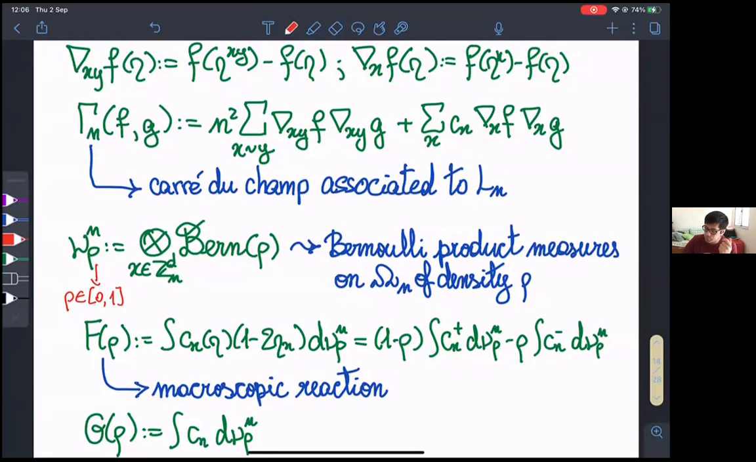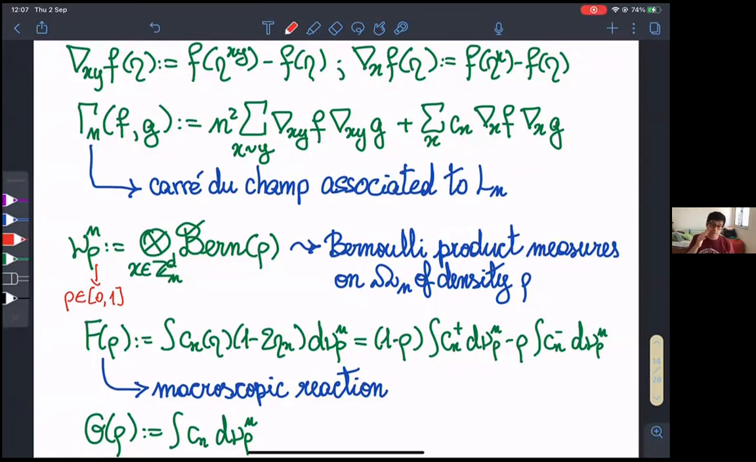And now we want to use this relative entropy method. So in hydrodynamic limits, there are some measures which are important, and these are the Bernoulli product measures of density rho. If you forget about the reaction part of the dynamics, if you only look at the exclusion part of the dynamics, you see that the number of particles is preserved by the dynamics. So particles are neither created nor annihilated.